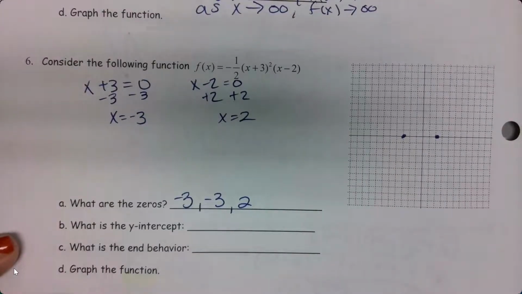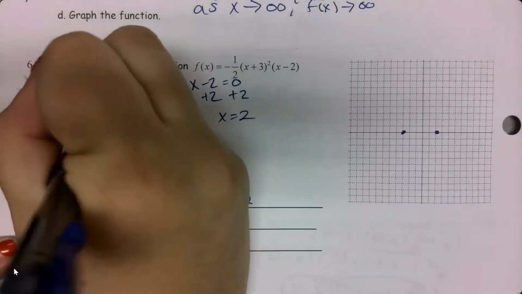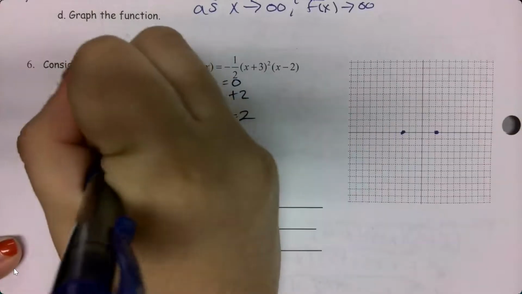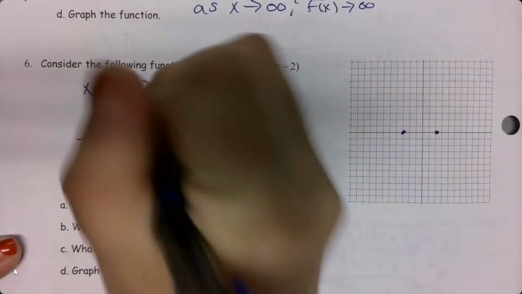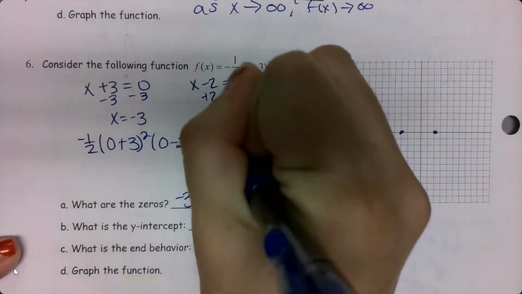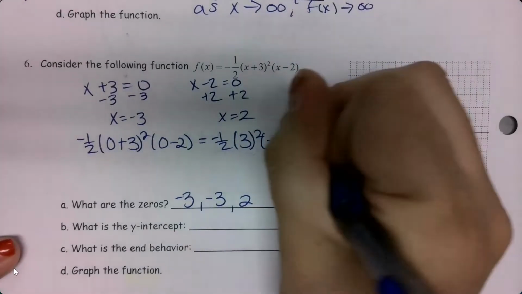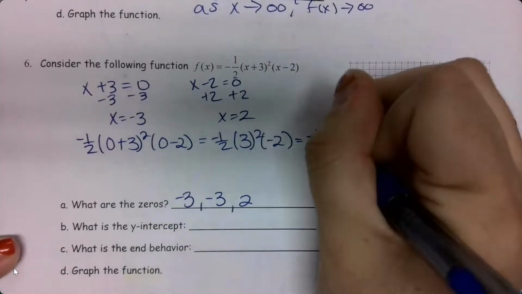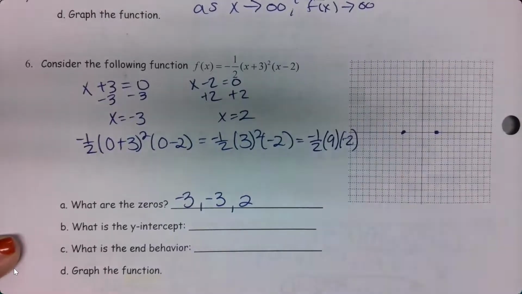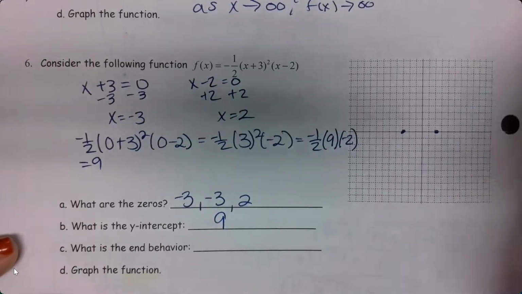My y-intercept is what I get from plugging in 0, so I have -1/2 times 0 plus 3 squared, 0 minus 2. So that's -1/2 times 3 squared times -2, which is -1/2 times 9 times -2. -1/2 of 9 is -9/2 times -2 is +9. So I'm going to go up there and graph that.